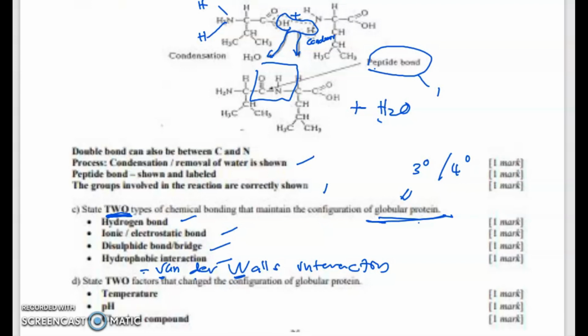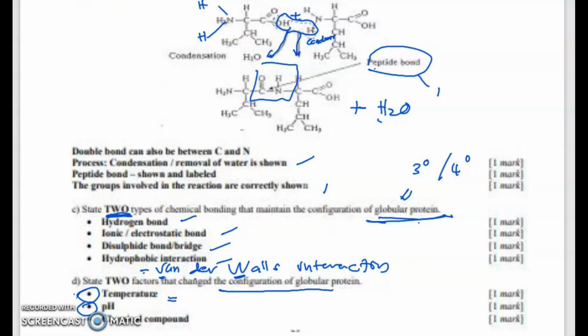State 2 factor that change the configuration of globular protein. Change configuration means change the shape of the protein. Maksudnya dia akan hilang dia punya bentuk asal. Jadi ini adalah disebabkan dalam buku kita hanya highlight 2 sahaja. Ini pun jawapan dia kurang tepat. Dia akan jadi jawapan yang lebih bagus.